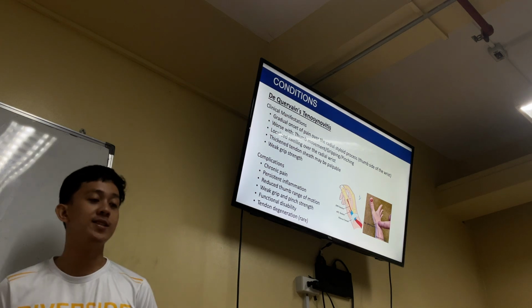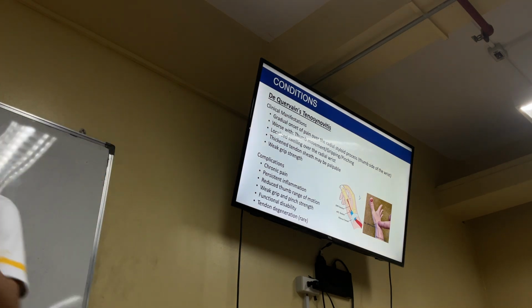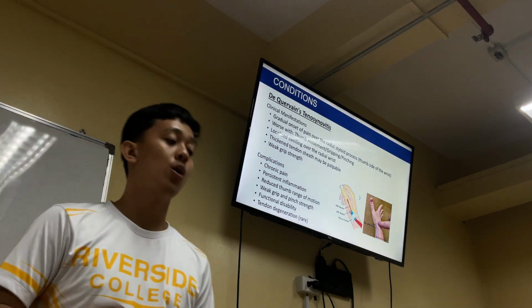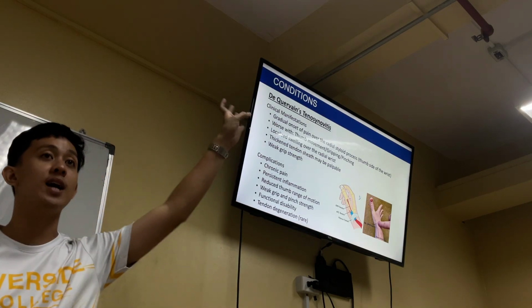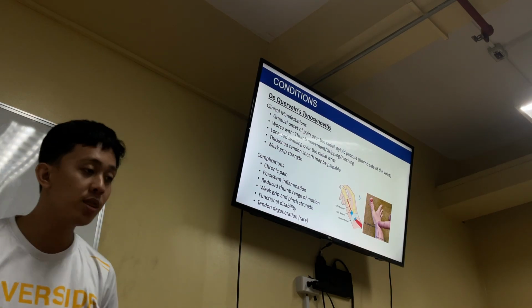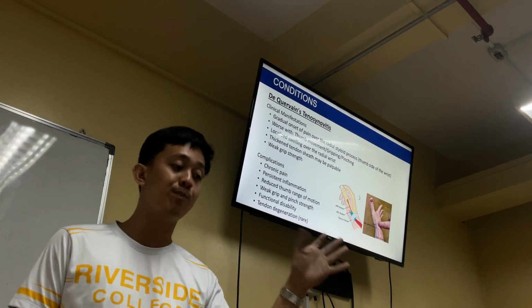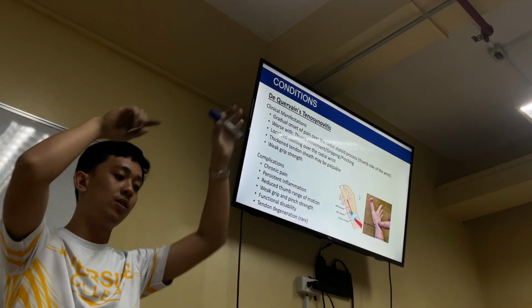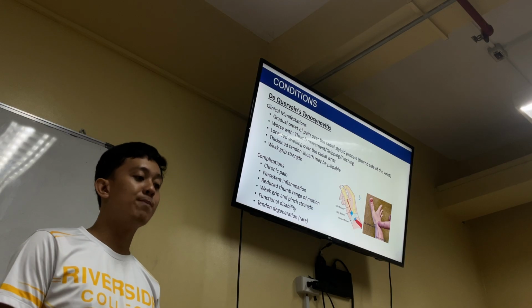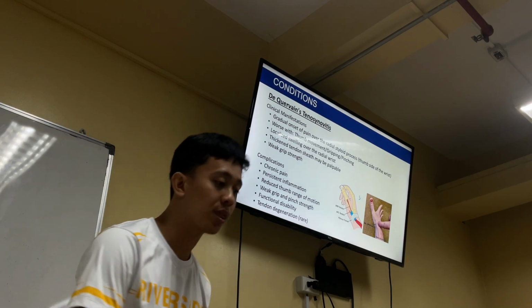Here, the clinical manifestation is gradual onset, gradual. Because inflammation and thickening do not happen in just one night. Pain in your radial styloid process, specifically the thumb side of your wrist, worse with thumb movement, especially gripping or pinching. Localized swelling over your radial wrist. A thickened tendon may be palpable with weak grip strength.